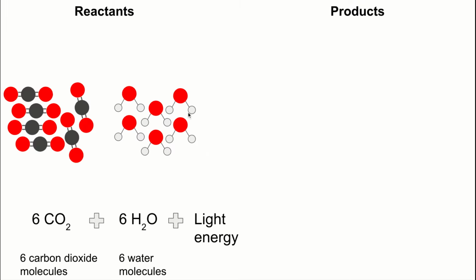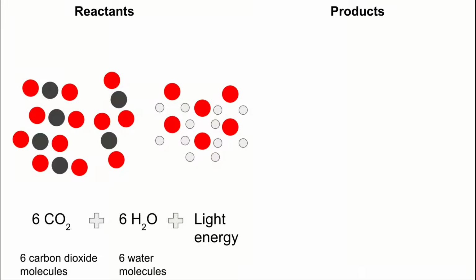And what you can see here are the reactants of photosynthesis. You should recognize this. We've got the first half of our photosynthesis equation right down here. 6 carbon dioxide molecules, 1, 2, 3, 4, 5, 6, plus 6 water molecules, 1, 2, 3, 4, 5, 6, plus light energy, which isn't pictured. So we need to convert these reactants into our products.